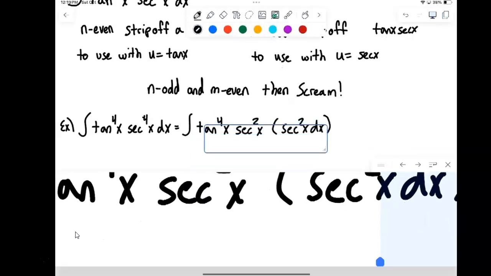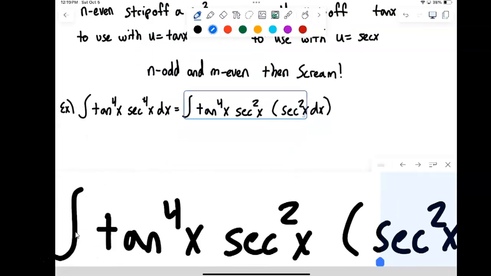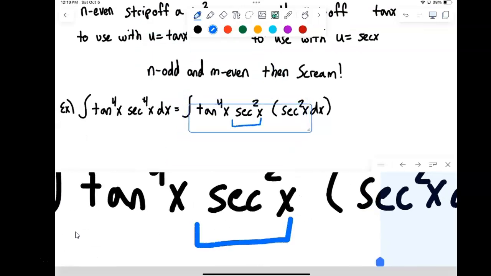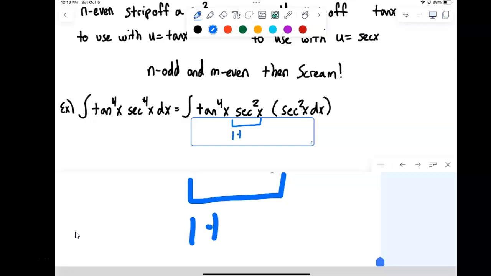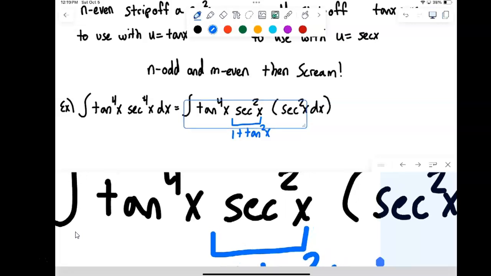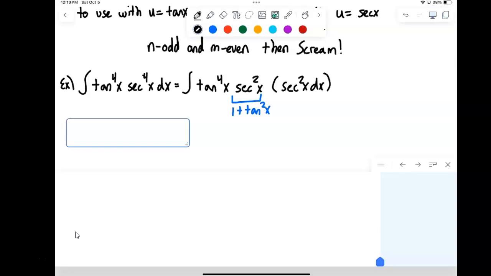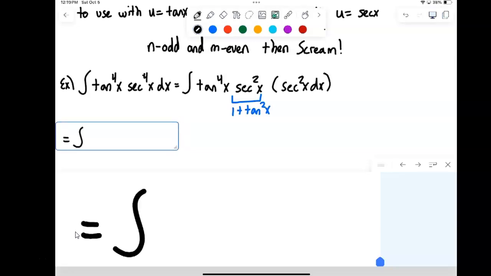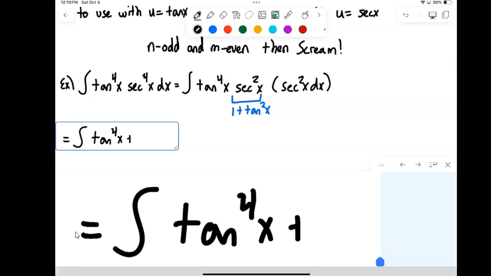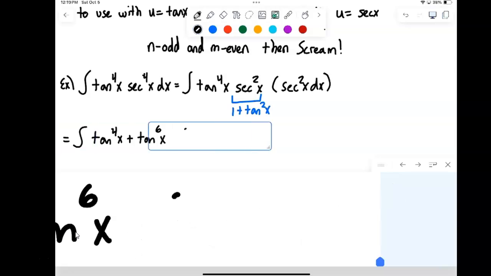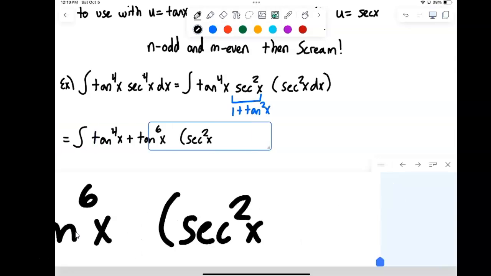Remember, the identity is 1 plus tangent squared equals secant squared. So secant squared is going to become 1 plus tangent squared. And that 1 plus tangent squared can be multiplied with the tangent to the fourth. Right? Giving us the integral of tangent to the fourth x plus tangent to the sixth x, and secant squared x dx tagging along.